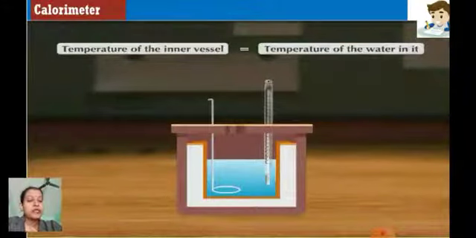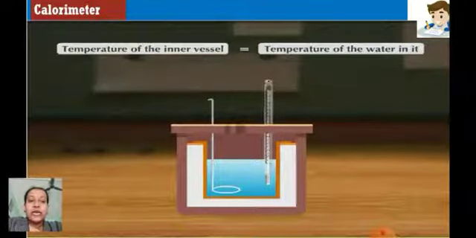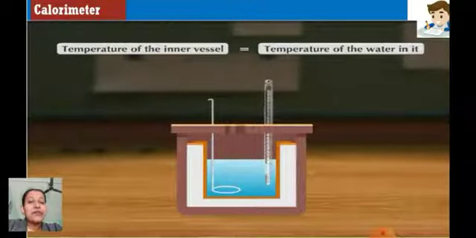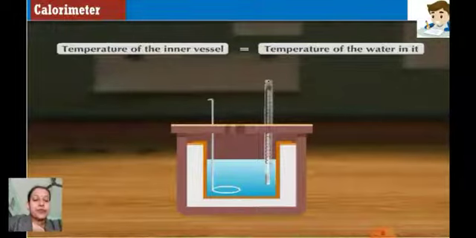Now since it is thermally insulated, heat cannot pass out. If you see a blue color here, it is nothing but the water. Always remember, the inside vessel is made up of copper, and the temperature of this inner vessel and that of the water is always the same.